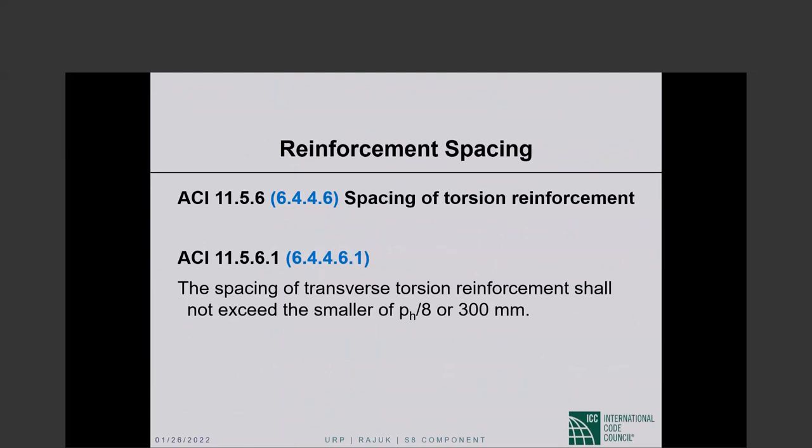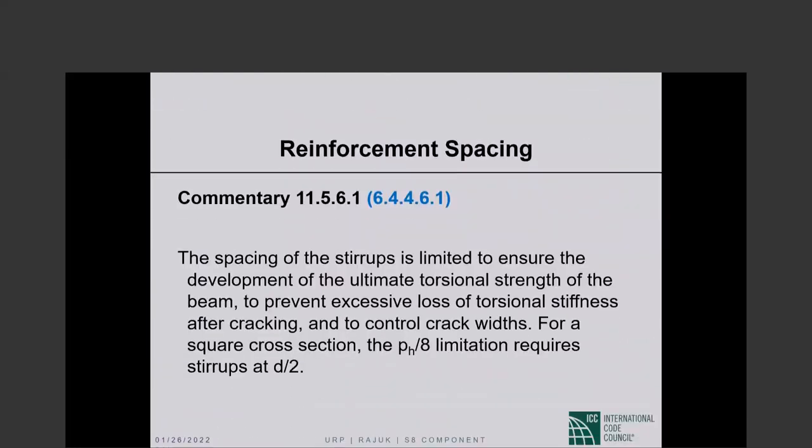Spacing of torsional reinforcement. The spacing of transverse torsional reinforcement shall not exceed the smaller of 1/8 of P sub H, the perimeter, remember, of the outermost closed transverse reinforcement, or 300 millimeters. The spacing of the stirrup is limited to ensure the development of the ultimate torsional strength of the beam, to prevent excessive loss of torsional stiffness after cracking, which I showed you, and to control crack widths.